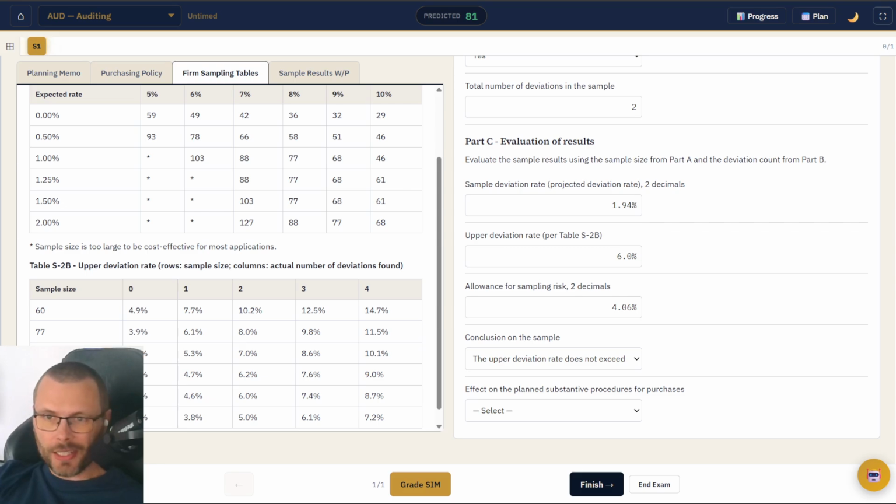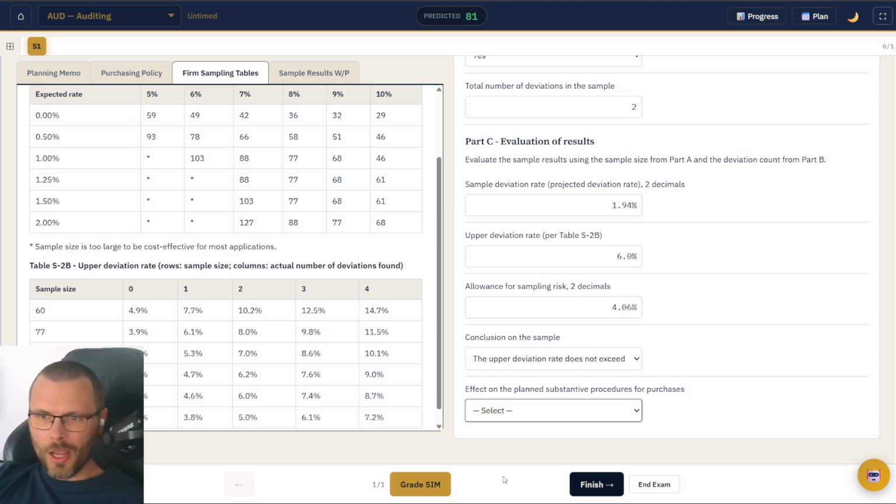So the last question here, effect on the planned substantive procedures for purchase. Let's read the options. Proceed with the substantive procedures at the planned nature, timing, and extent as the assessed control risk is supported. That sounds good to me. Increase the extent. Now, don't do anything. You don't have to increase. You don't have to change anything because of the results of this. The results were good. They showed the control was working and that the deviations that we found were not enough to change anything.